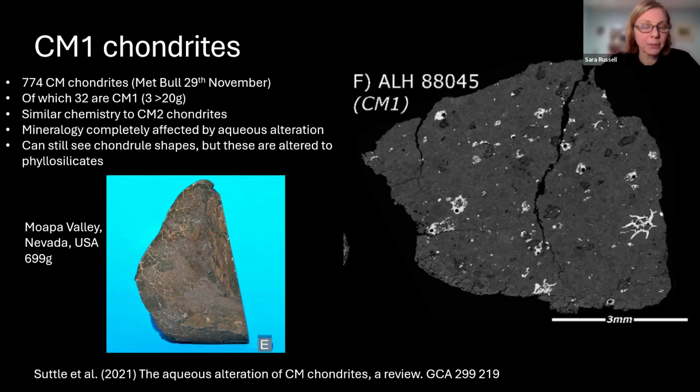They're very similar in chemistry to CM2 chondrites, but their mineralogy is completely affected by aqueous alteration. You can still see the chondrule shapes that are found in CM2s. On the picture on the right, from Martin Suttle's paper, you can see these rounded features. So it has a lot more structure and things you can see in it than the CIs have. But all of these rounded structures are actually made of phyllosilicates. They're not made of anhydrosilicates.